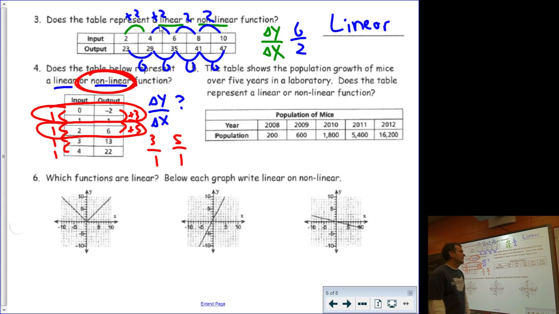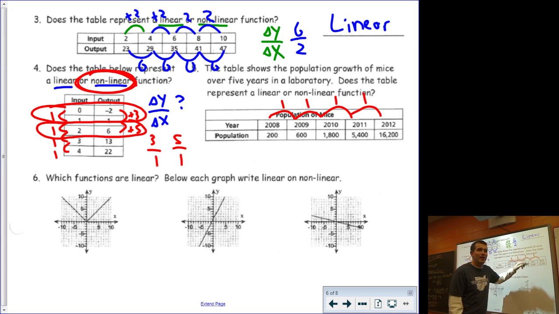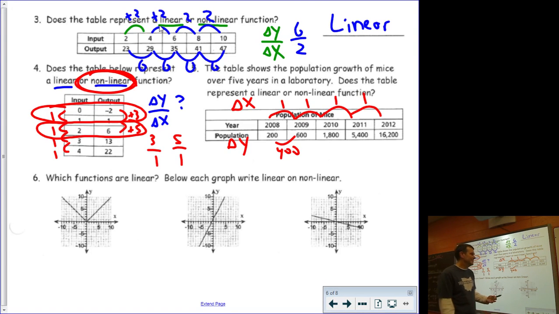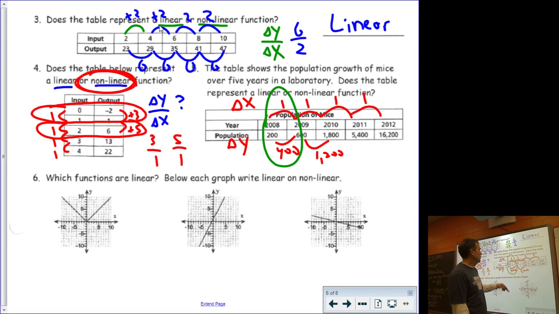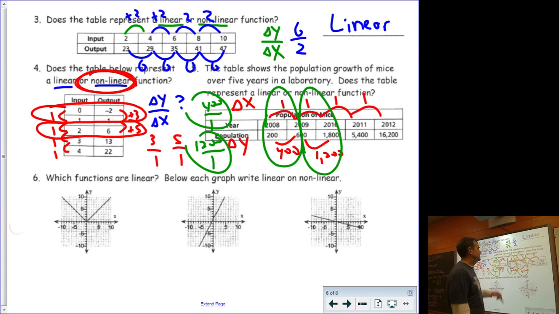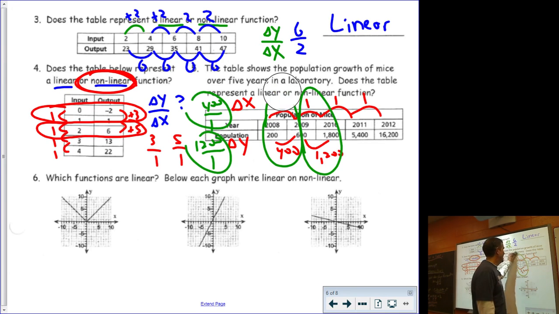Number 5. The table shows the population growth of mice. Does the table represent linear or nonlinear? Well, up 1, up 1, up 1, up 1. So the change in x is always 1. The change in y is 400 when you go from 200 to 600. Then it's 1,200. And obviously I can already tell, here it was 400 over 1. Here it's 1,200 over 1. Those are not the same, so this one is nonlinear.